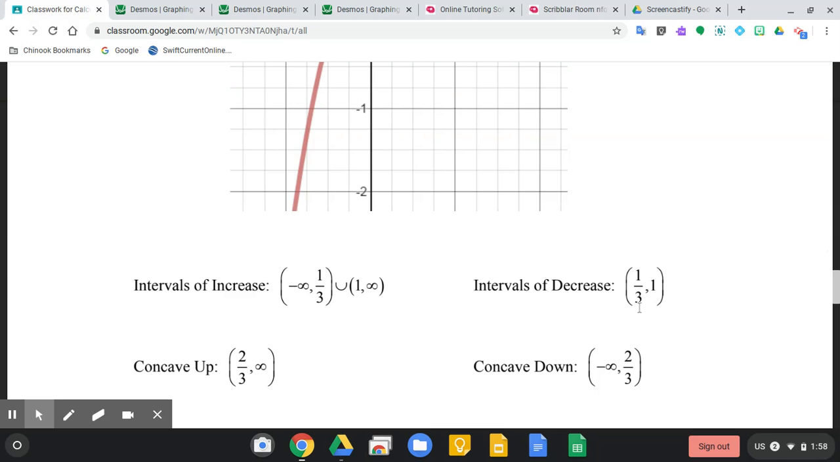The interval of decrease was from 1/3 to 1. And notice I'm using parentheses, not the brackets. We don't actually include the endpoints because there it is no longer increasing or decreasing. At that point, it is leveled off.